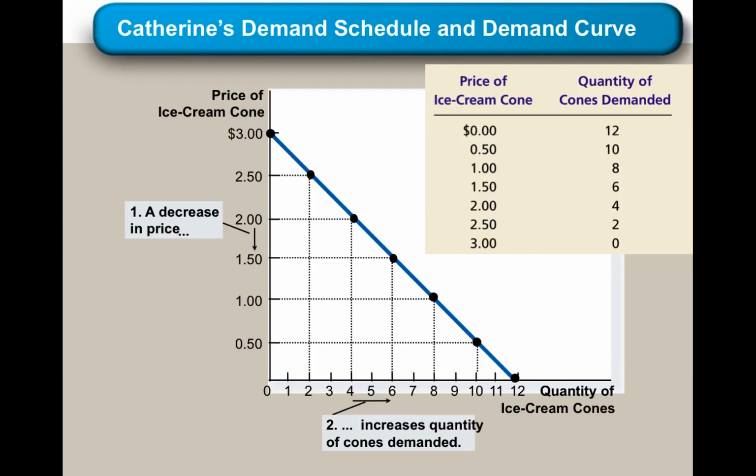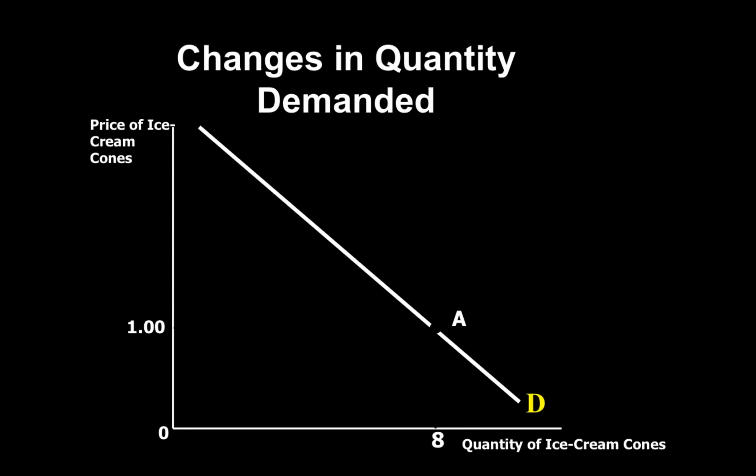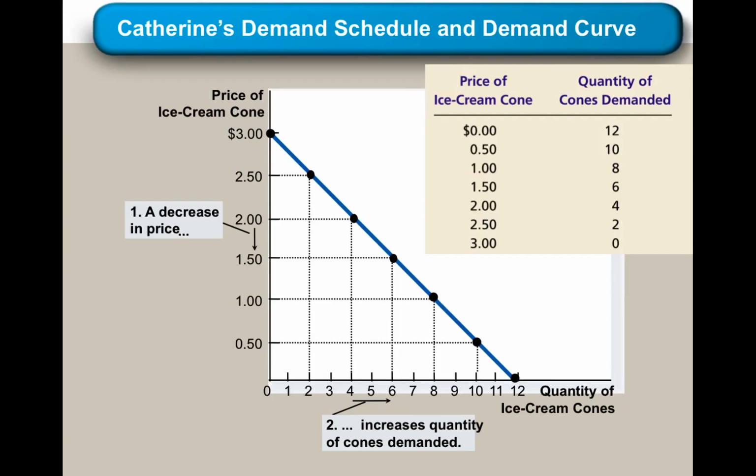So this is demand, and you can see at $3, 0 ice cream cones are demanded, and at $2.50, 2 are demanded, and so on. I'm going to go back to that real quick. As you can see, a decrease in price from $2 to $1.50 will increase quantity by 2 cones. So the price goes down, quantity demanded goes up, and that's just a movement on the curve.